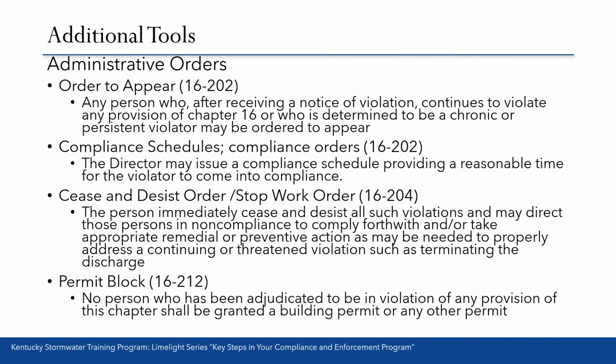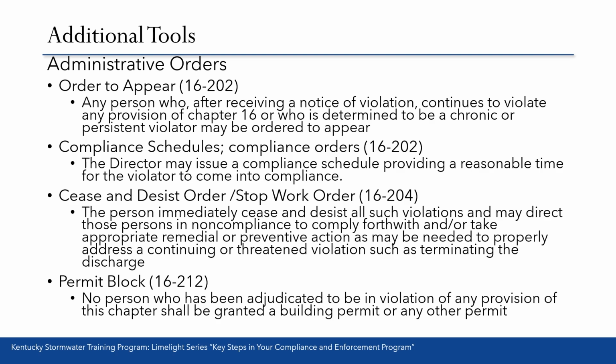We also have additional administrative tools here in the city of Lexington when a civil citation and penalty is either not working or is not the correct avenue to go. We have an order to appear where chronic or persistent violators have a face-to-face meeting with the inspector, civil citation officer, and potential director. We also have what's called compliance schedules. So if you have maybe an illicit discharge or a post-construction control project that will take months to complete, we can put them on a schedule. If they miss a deadline, then we can automatically fine them for missing that deadline.